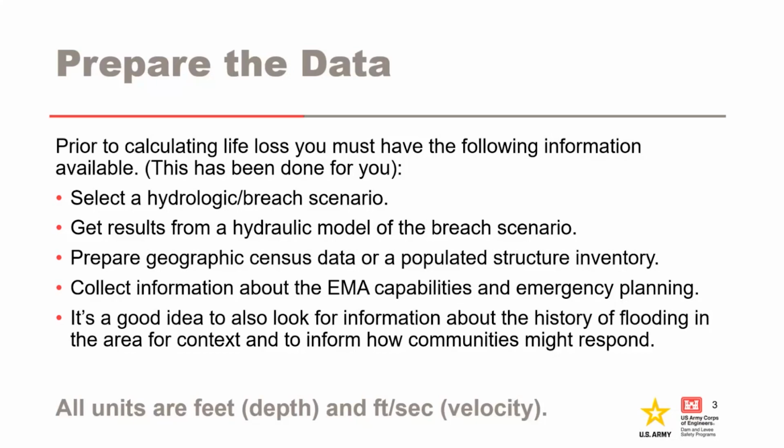Prepare a geographic census data or populated structure inventory. So we'll have the population at risk number for you, and it's just one number by a few different regions. Select information from the EMA capabilities and planning, and we'll see how that comes into play. And it's a good idea to also look for information about the history of flooding in the area. If you're actually doing it, it's helpful to know that this community has been flooded before, what their evacuation rates were, or what problems came up. It's a fictional dam, and you'll only have available what's on the slide and workbook. It's all units in feet and feet per second for velocity.